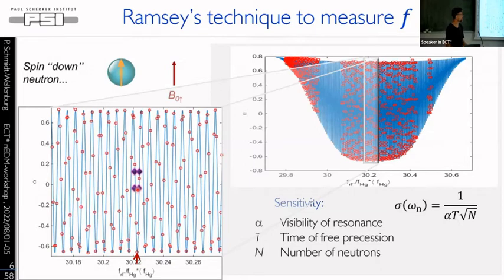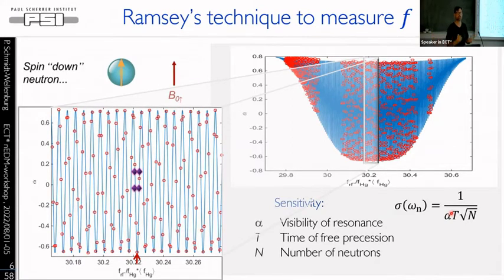If you look at that, the sensitivity of a frequency measurement at these points is 1 over alpha. Alpha is the visibility of this fringe, so the maximum is 1, and we are close to 1. So you can't get much more sensitivity there. T is this period, how long you wait for accumulating this phase difference, which makes your interference pattern. The longer you wait, the better.